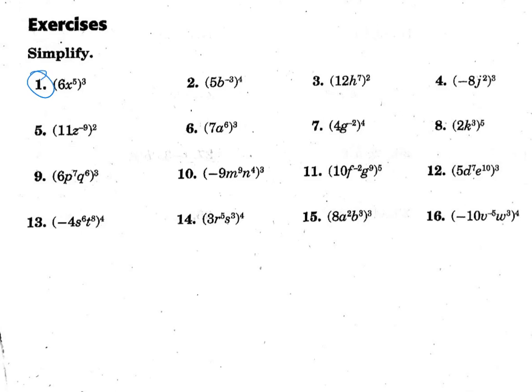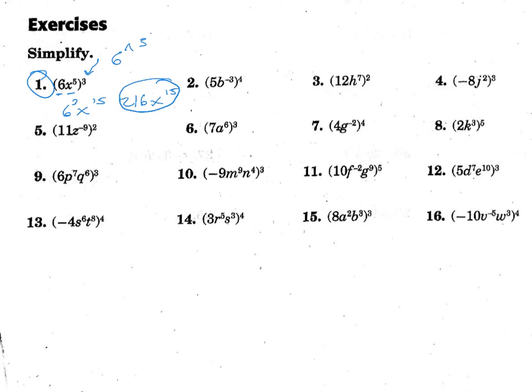Let's do number 1. Notice I have 2 things inside my parentheses. I have a 6 and I have an x to the 5th. So we're going to take both of those to the third power. So we end up with 6 to the third power, which we'll solve in a second, and x to the 15th power. Now in your calculator, type 6 caret 3. See what you get for your 6 to the third power. That should give you 216 if you type it in. So 216 x to the 15th power for your first answer.